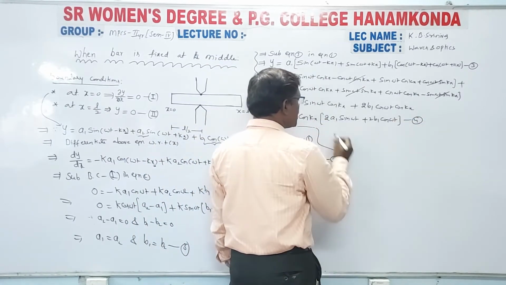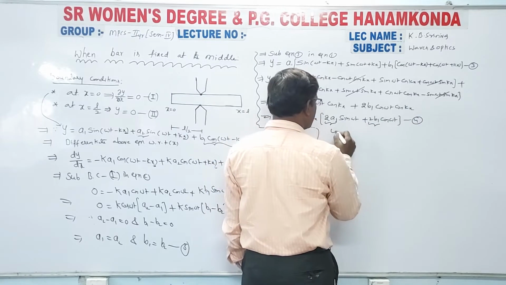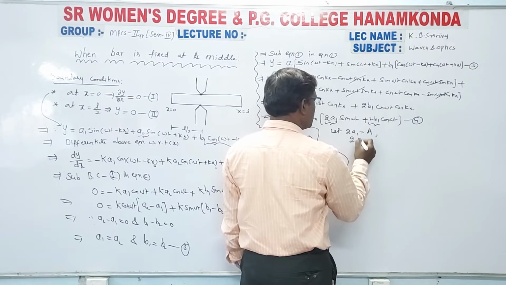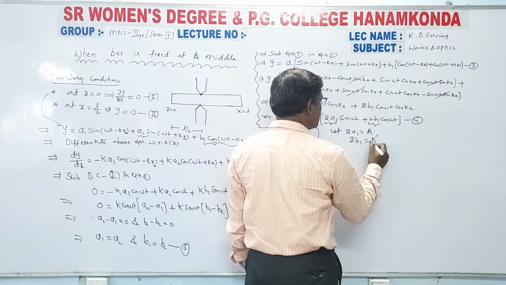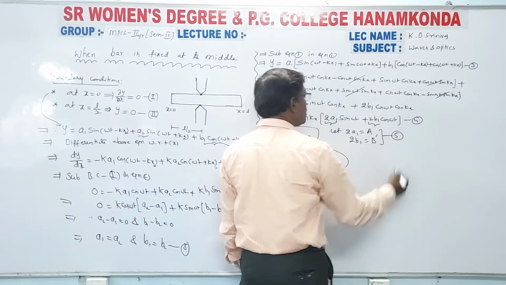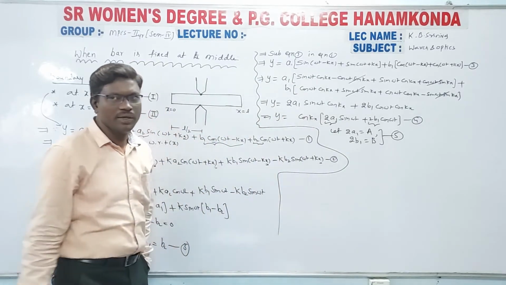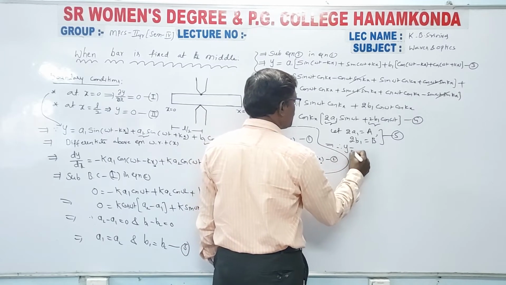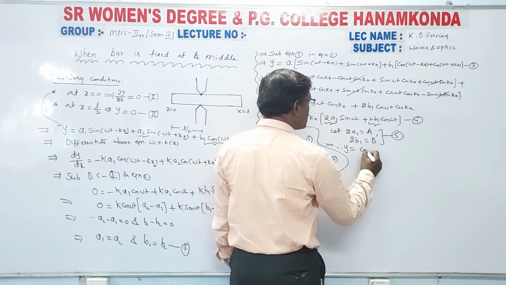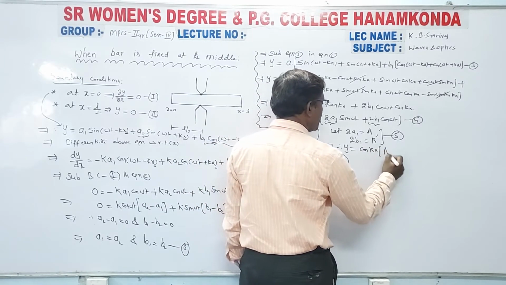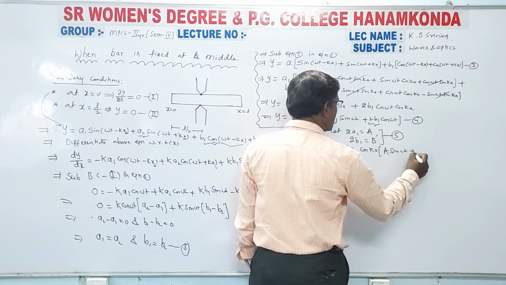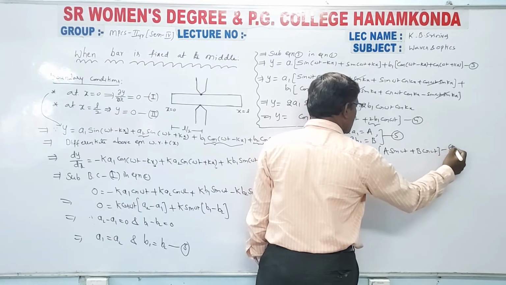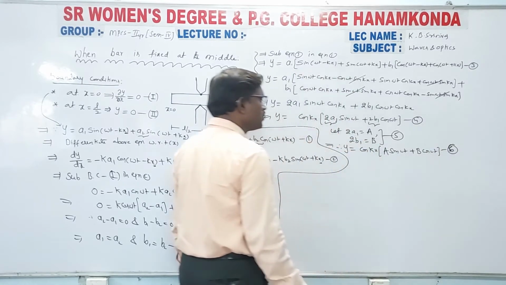To solve the final expression, I am assuming 2a1 as a constant a and 2b1 as another constant b. If I consider 2a1 and 2b1 as a and b, therefore equation 4 becomes y equal to cos kx times (a sin omega t plus b cos omega t). Now the equation is ready for the final solution.